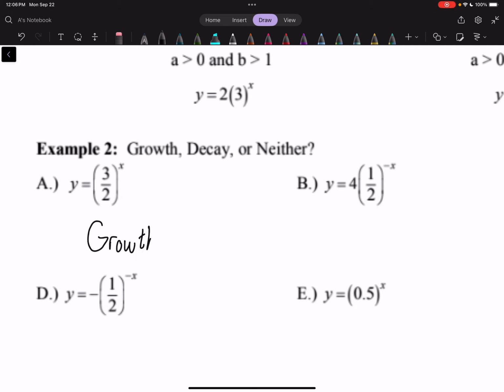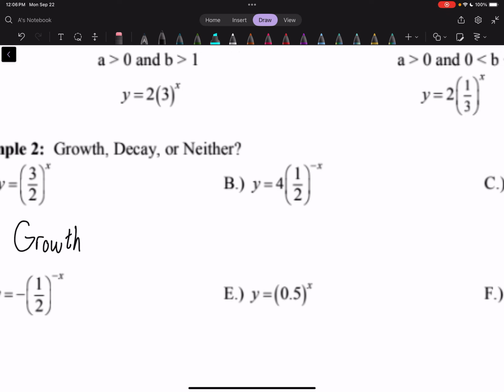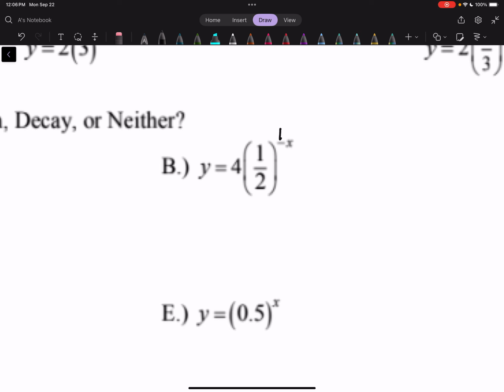On first inspection of B, you could say 1/2 is decay, however, I want you to notice this exponent. That is a negative x. So if you remember from exponential rules, you are going to flip the inside, the base. You're going to reciprocate the fraction. There's the word I was looking for. So this is 4 times 2 to the x power. This is growth.